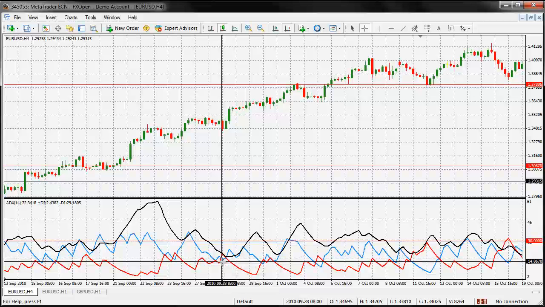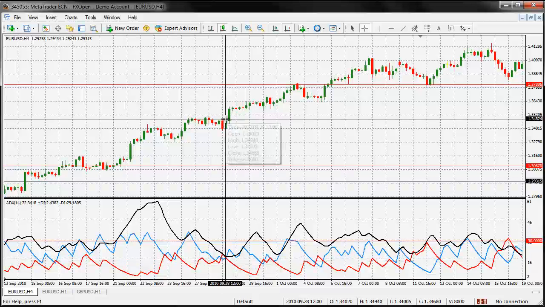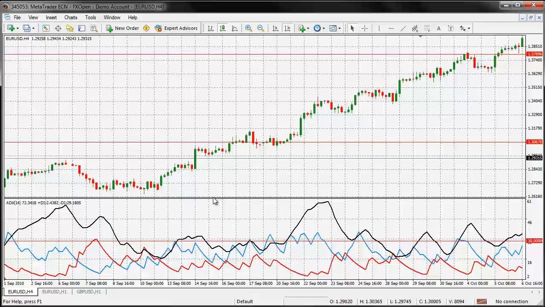Here is a red line. We can get out around about there, and we would have got in around about there, so that's around an 80 pip gain, which is not too bad. But the thing is, it's over a period of almost 70 hours. So it comes and goes with the territory, really.